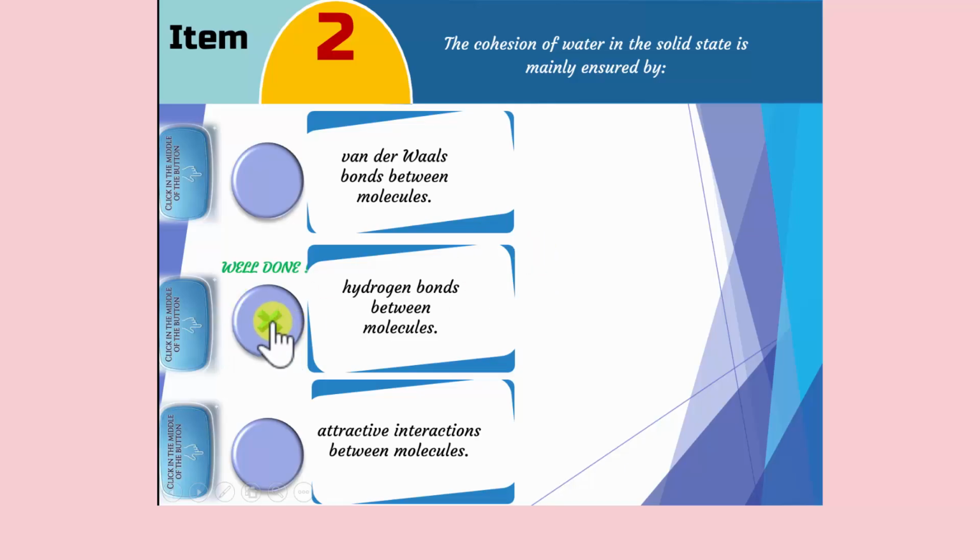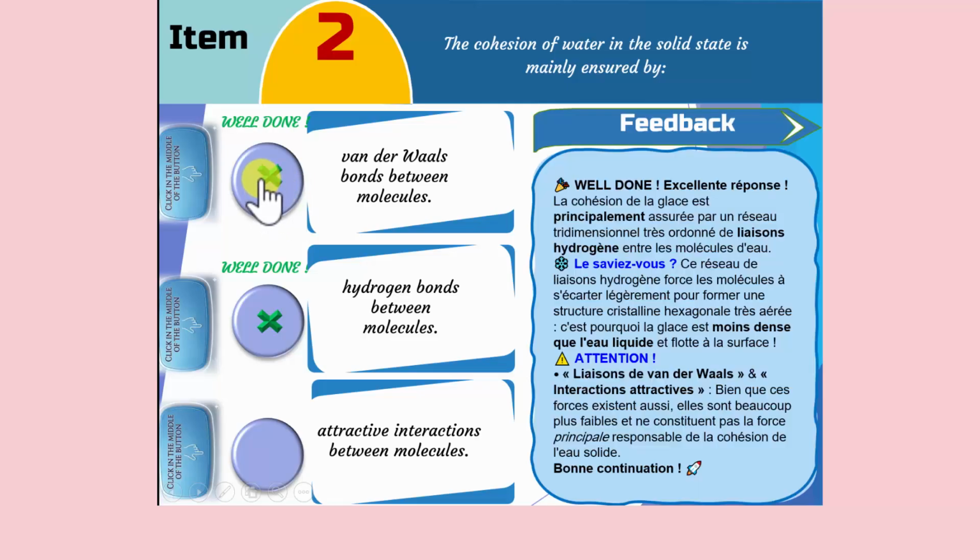The correct answer is hydrogen bonds between water molecules. In solid water, these bonds create a highly ordered three-dimensional network that holds the molecules together. They also force the molecules slightly farther apart, producing an open hexagonal crystal structure. That structure explains an important property of ice. It is less dense than liquid water, so it floats. Van der Waals forces and other attractive interactions are present, but they are much weaker and are not the main source of cohesion in ice.